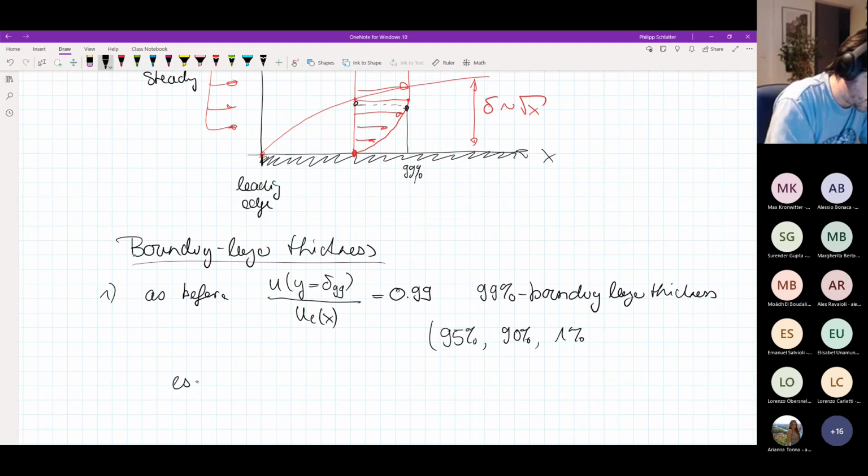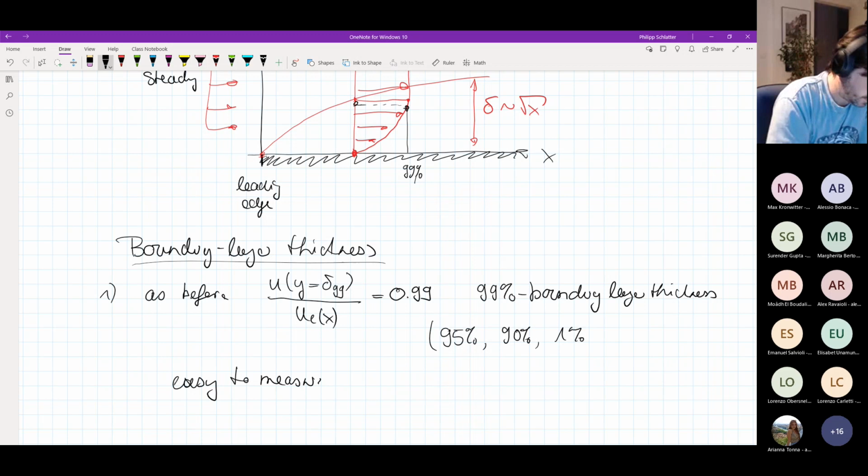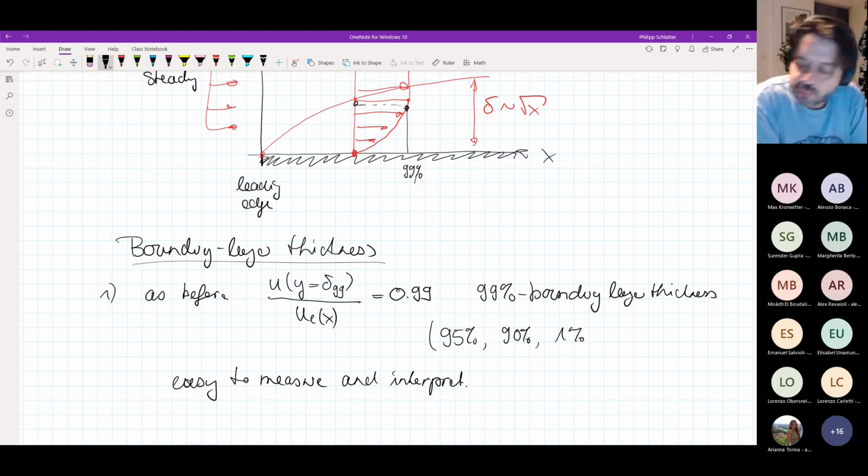And of course, this is something that is very easy to measure. It's also easy to interpret. I mean, I told you now what delta 99 means, and I guess all of you would now completely understand what it means. But of course, and I think that's really the main aspect here, why we also want to have other ways of measuring the boundary layer thickness.